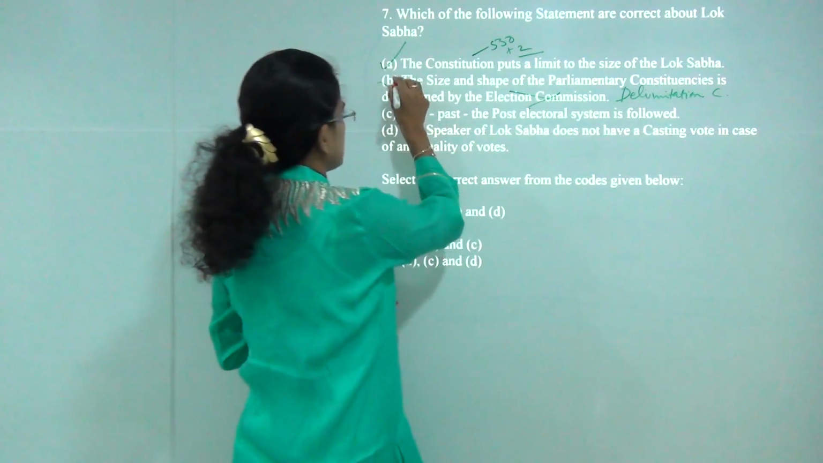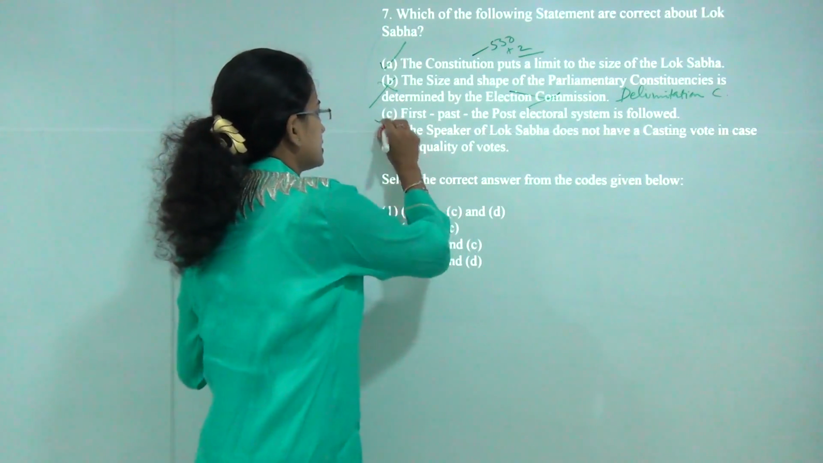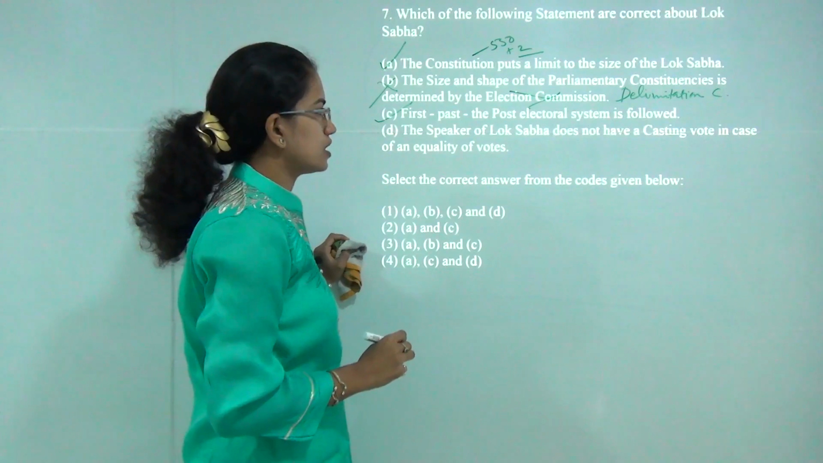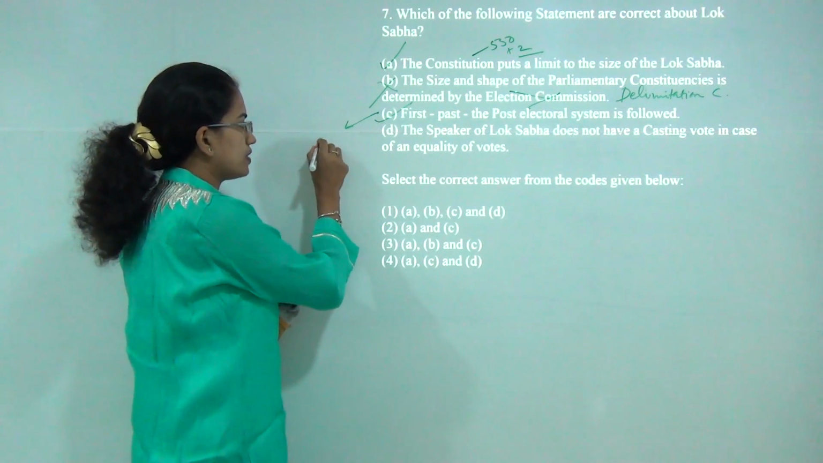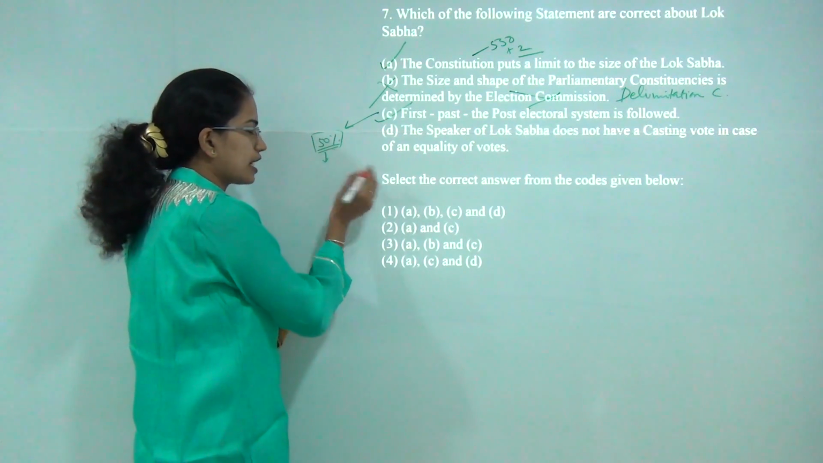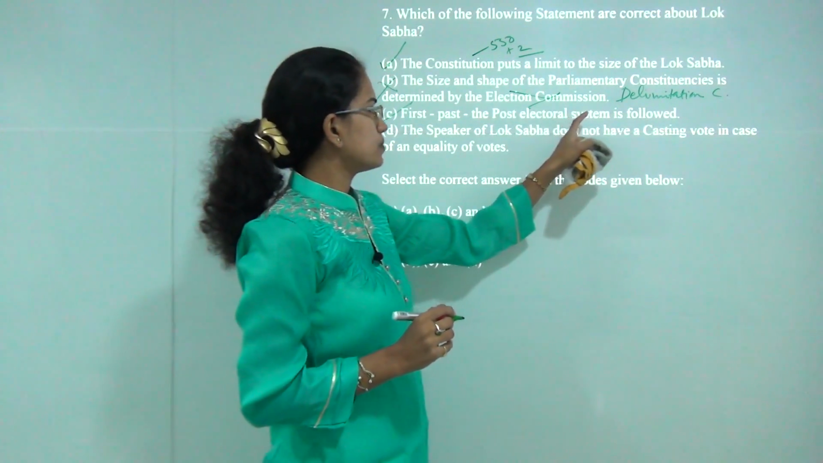So this is incorrect. Then you have the first past post electoral system is followed in India. That's correct. India and the US are some of the countries where the first past post electoral system is followed. That means if a candidate is winning, even if he is not having more than 50% votes but is declared as a winner, he could be elected. So that's the first past post electoral system.